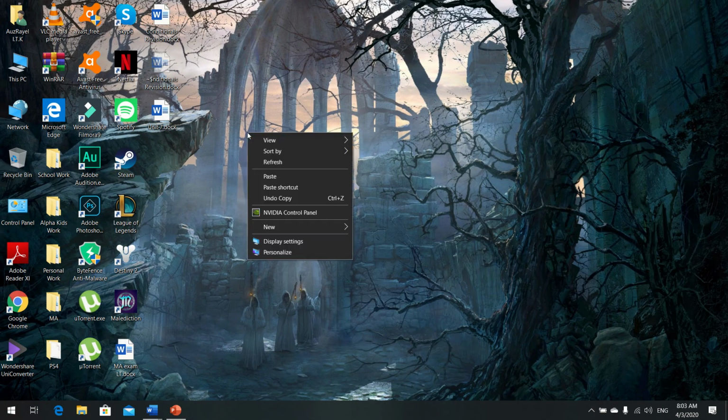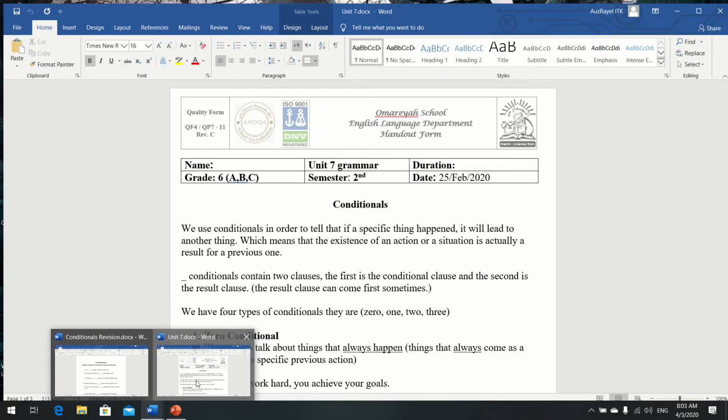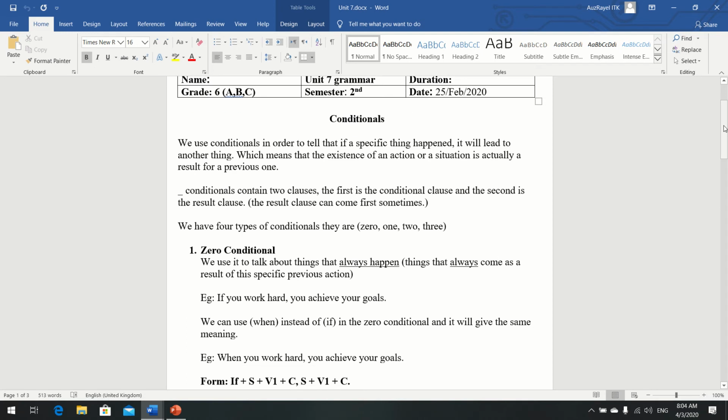This is your teacher Abdullah bin Najim, and today we will be revising some information about the conditionals. To start with, we will be revising the four types of the conditionals and the usage for the conditionals for sure. We use conditionals in order to tell that if a specific thing happened, it will lead to another thing.